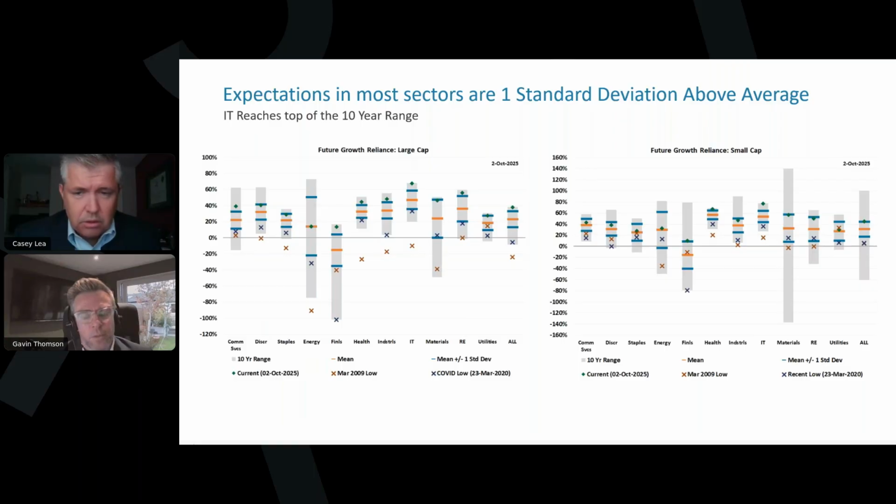As the slide title notes, most sectors in the large cap space are around their one standard deviation high side, with the exception of energy, which is at its average. The small cap view is a little more conservative than the large cap for many sectors. Communication services, staples, energy, and the utilities are all below their one standard deviation high point, but none of the sectors are below their historical averages.